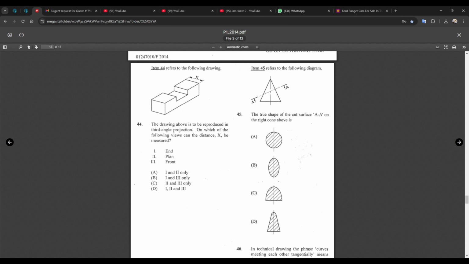Number 44, the drawing above is to be reproduced in third angle projection. On which of the following views can the distance X, so this is X here, be measured?